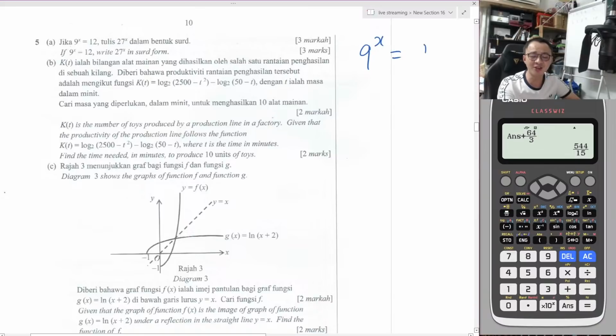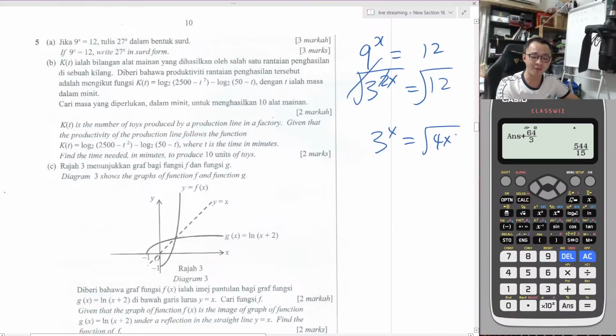So if 9 power x equals 12, I know this is 3 power 2x equals 12 as well. I will square root both sides. The square and square root cancel out. So 3 power x equals square root of 12, which is basically square root 4 times square root 3. So 3 power x is 2 root 3.